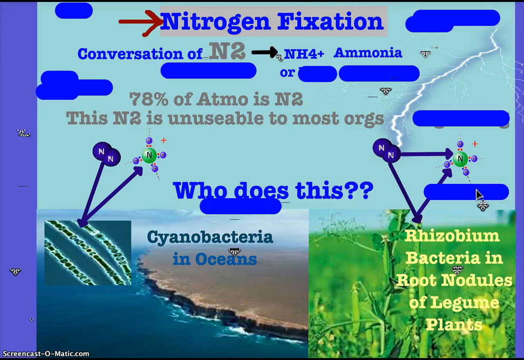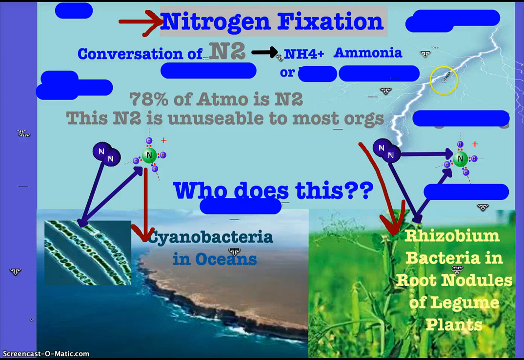Cyanobacteria does it in the water, and Rhizobium bacteria does it on land. You can choose one or the other. You don't have to show it happening in both places. So it's either going to go from the atmosphere to the hydrosphere, or it's going to go from the atmosphere to the geosphere. Okay?